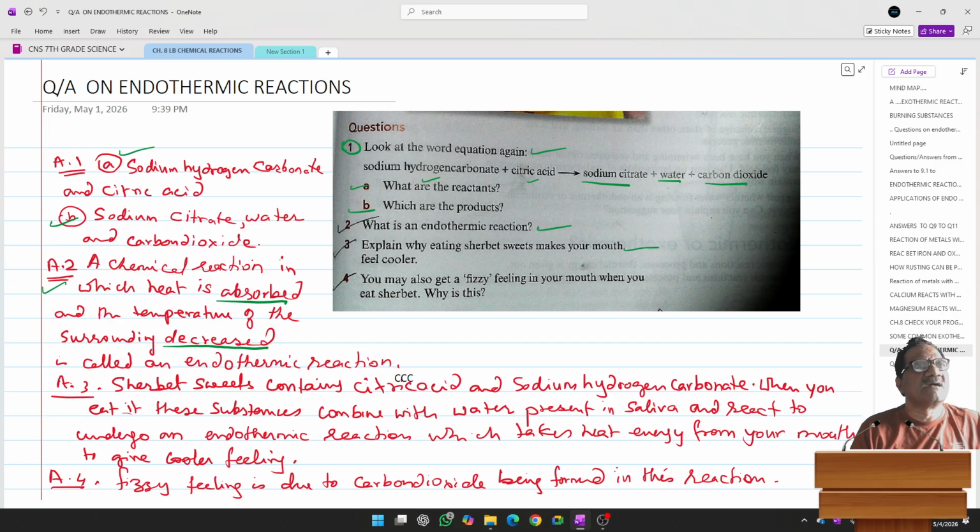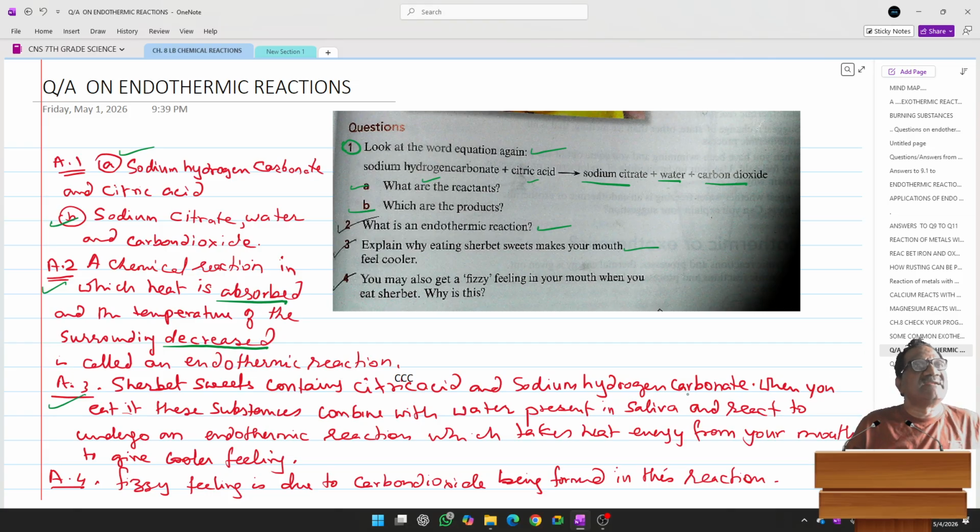It says, explain why eating sherbet sweets makes our mouth feel fuller. That's the question. The answer for this third one is: sherbet sweets contain citric acid and sodium hydrogen carbonate. These are the reactants of the very first equation that we discussed, and they are already contained in the sherbet sweets.